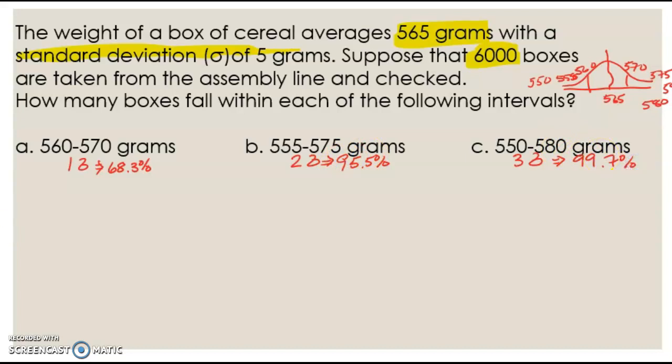So once again, you're going to multiply these out. 0.683 times 2,000. 0.955 times 2,000. Whoops, 6,000 in this case, not 2,000. 0.955 times 6,000, and then 0.997 times 6,000.